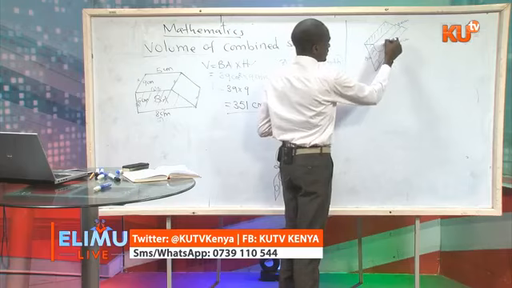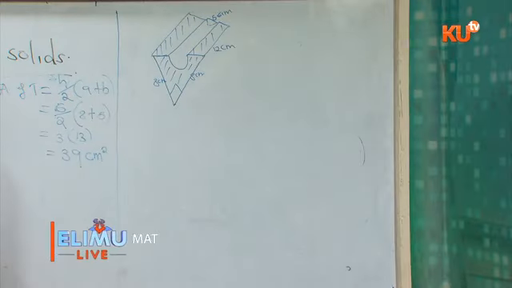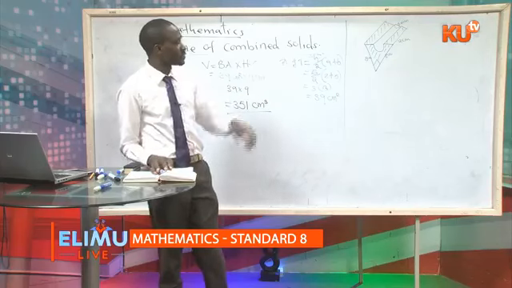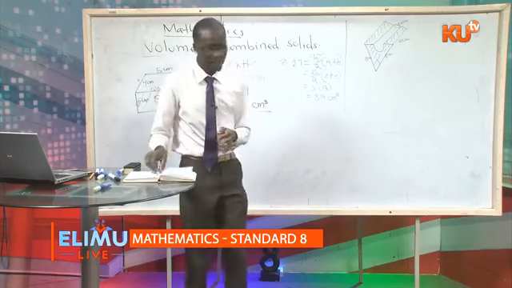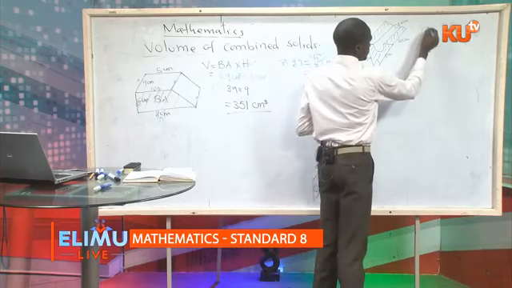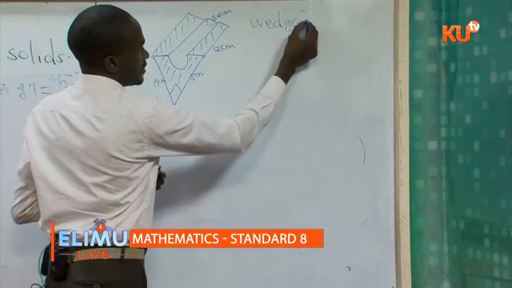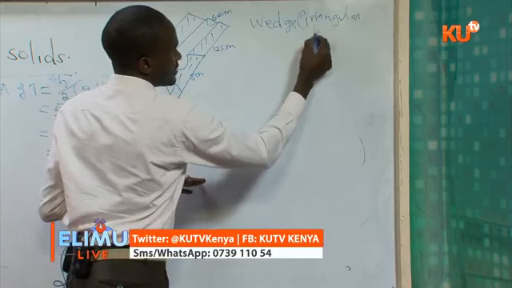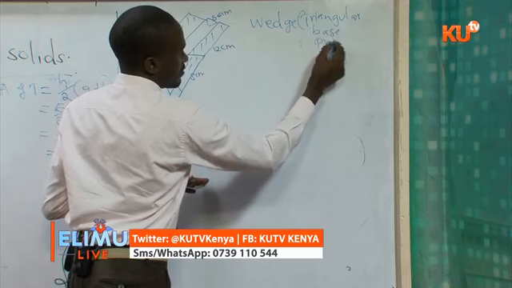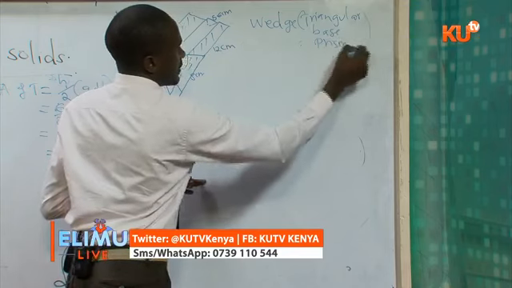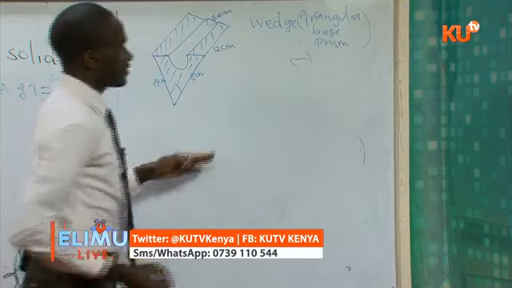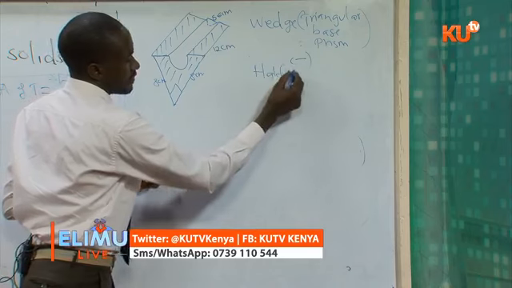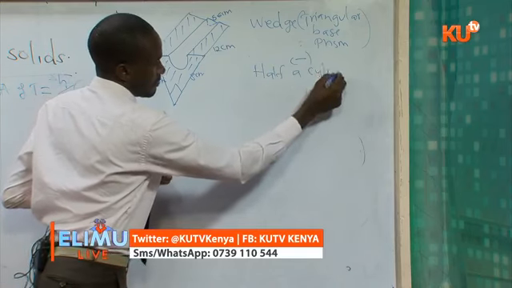For this figure, for a learner, it looks complicated. But when you break it into workable figures, it becomes very easy. Now the first thing you have to ask yourself as a learner: one, I have a wedge, a triangular base prism. Then now you take away the volume of half a cylinder.